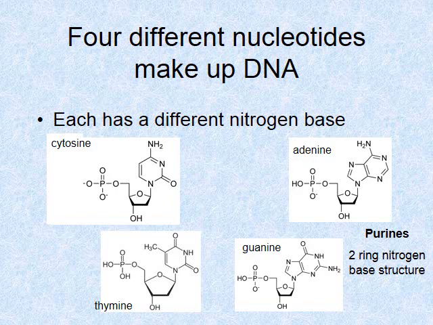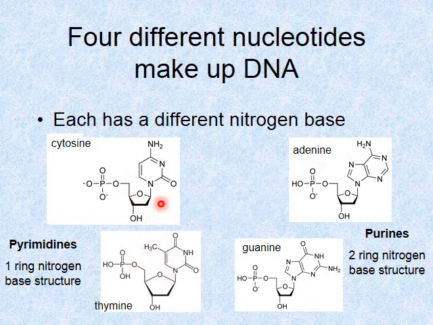Between this group, there are some slight differences. Adenine and guanine are considered purines. They have a two-ring nitrogen base structure. You see that there are two rings here. The pyrimidines have a single one-ring nitrogen base structure. So cytosine and thymine are pyrimidines. Adenine, guanine are purines. Later, we will see how a purine and a pyrimidine are attracted to one another, the adenine and thymine, and the cytosine and guanine. And they will be the complementary pairs of DNA.